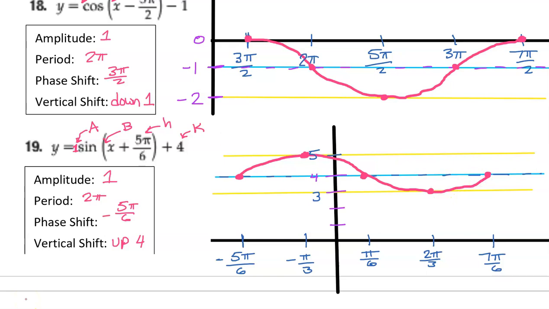So that's it, guys. That is how you graph a sine function or a cosine function with changes in amplitude, period, phase shift, or vertical shift.